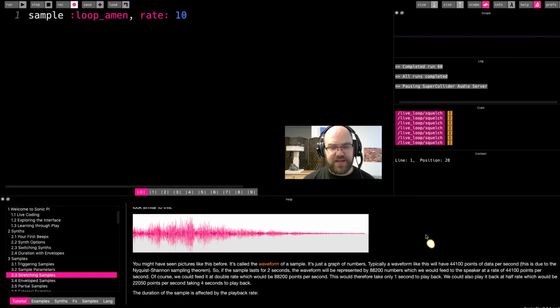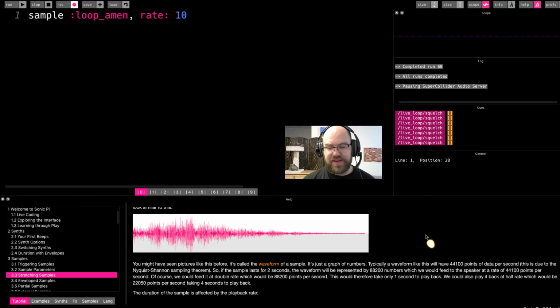Typically a waveform like this will have 44,100 points of data per second. This is due to the Nyquist-Shannon sampling theorem. So if the sample lasts for 2 seconds, the waveform will be represented by 88,200 numbers, which we would feed to the speaker at a rate of 44,100 points per second. Of course, we could feed it at double rate, which would be 88,200 points per second. This would thereby take only 1 second to play back.